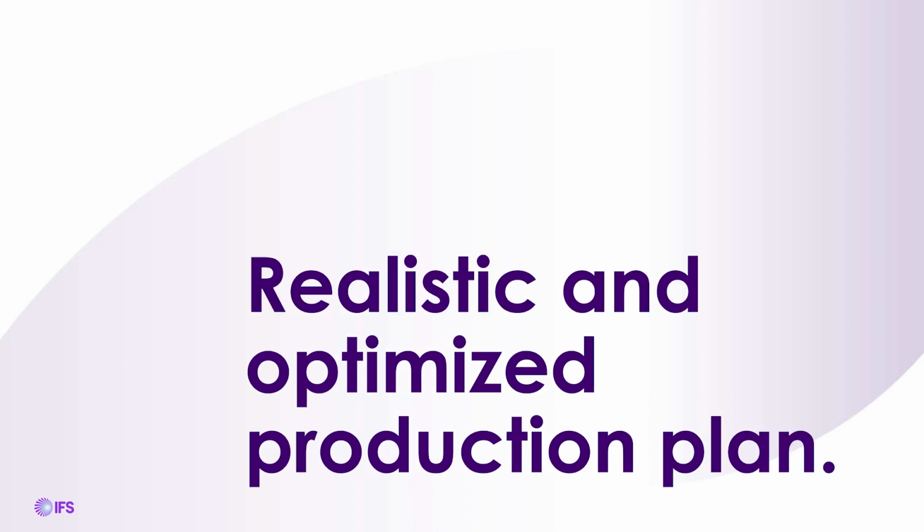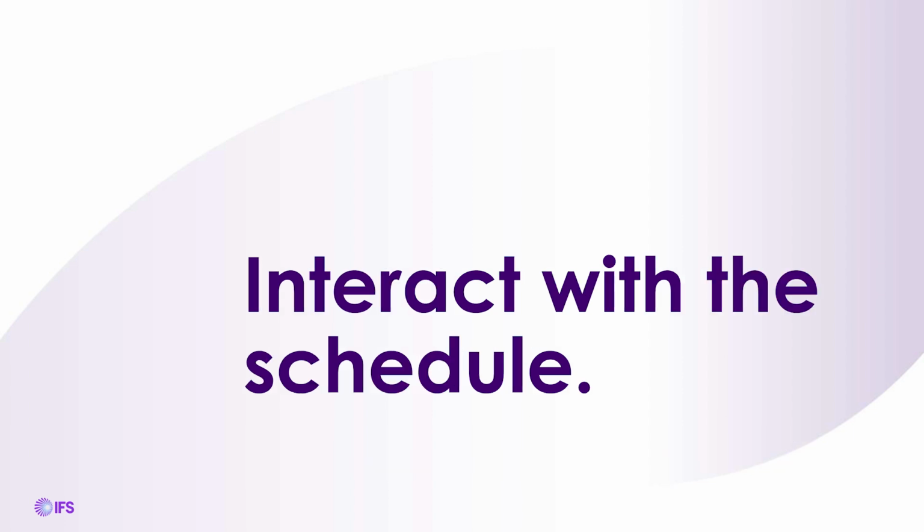I will show you how MSO can optimize the production plan based on changed capacity situation, like a new maintenance activity on a machine. I will also demonstrate how the production planner can use the Smart Manufacturing Planning Board to interact with the schedule.